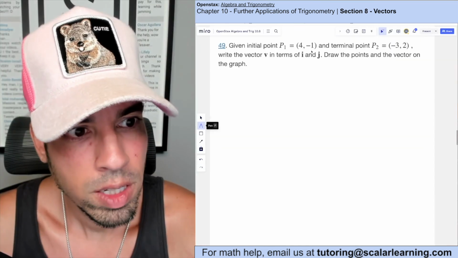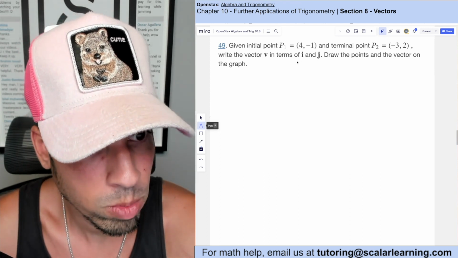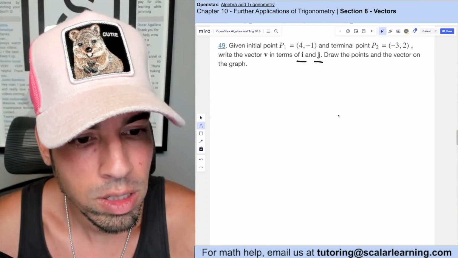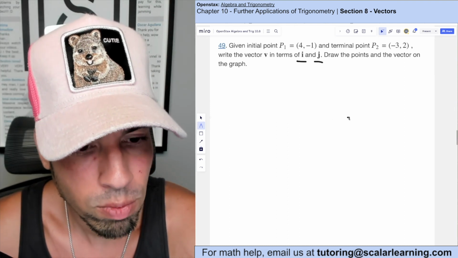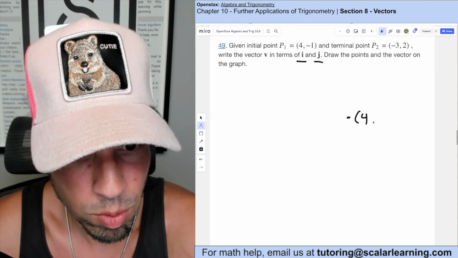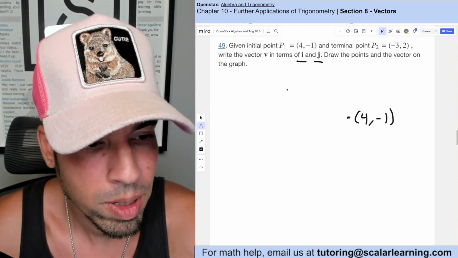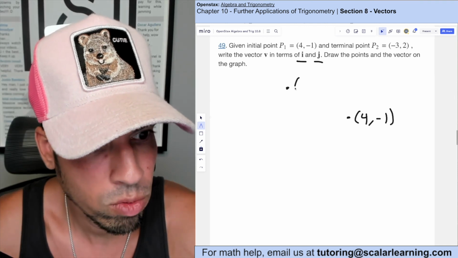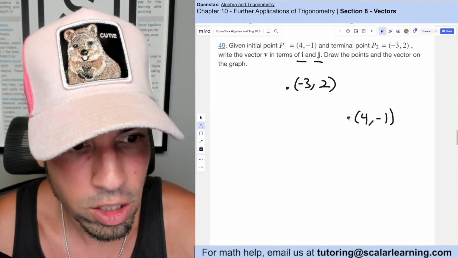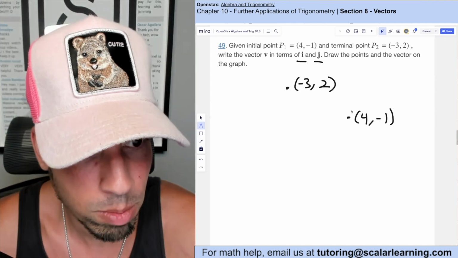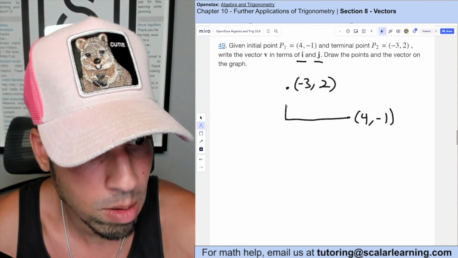Done. Given the initial point 4, -1 and terminal point -3, 2, write the vector in terms of i and j. All right, so let's think about this for a second. We're starting at 4, -1, and this is just approximate, right? 4, -1, and then we're going left and up to -3, 2. And so when we think about the vector in terms of i and j, the i coefficient is going to be how much we're going across, and the j coefficient is how much we're going up.